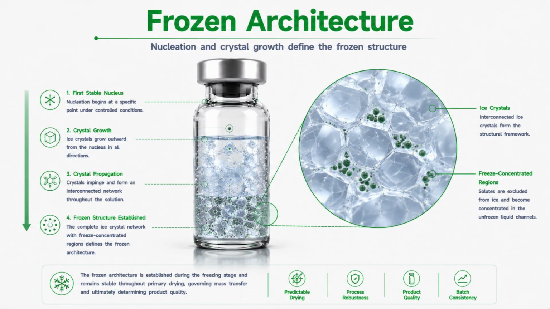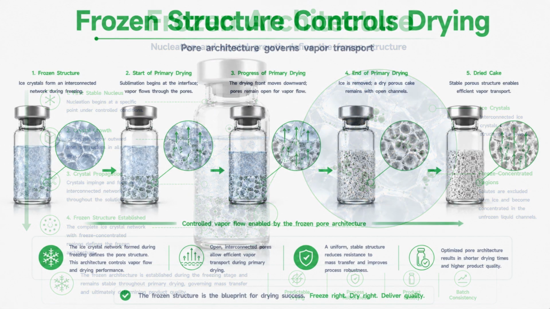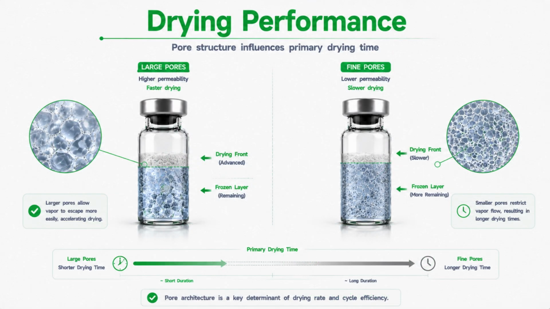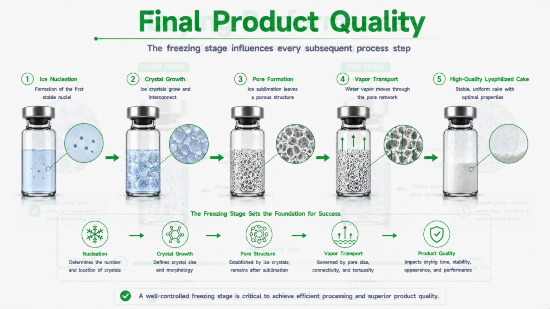Everything that happens during drying begins with events that occur during freezing. Ice nucleation determines where freezing starts. Crystal growth determines the frozen microstructure. That microstructure becomes the pore network after sublimation. And that pore network ultimately controls vapor transport, drying performance, and product quality.